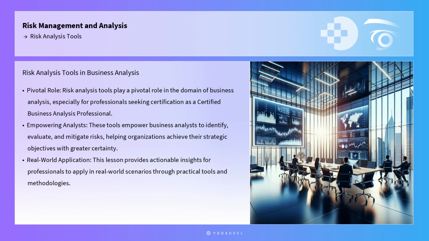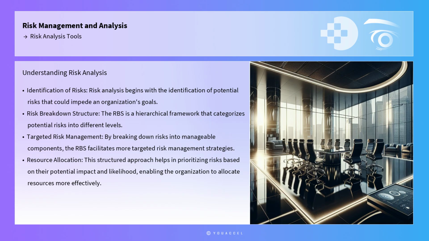By integrating examples, case studies, and statistics, we aim to illustrate the effectiveness of these tools in enhancing proficiency in risk management and analysis. Risk analysis begins with the identification of potential risks that could impede an organization's goals. One of the foundational tools for this purpose is the risk breakdown structure. The RBS is a hierarchical framework that categorizes potential risks into different levels, allowing analysts to systematically identify and assess risks across the organization. By breaking down risks into manageable components, the RBS enables professionals to focus on specific areas of concern, thereby facilitating more targeted risk management strategies.